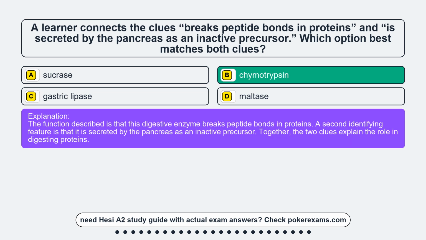The function described is that this digestive enzyme breaks peptide bonds in proteins. A second identifying feature is that it is secreted by the pancreas as an inactive precursor. Together, the two clues explain the role in digesting proteins.